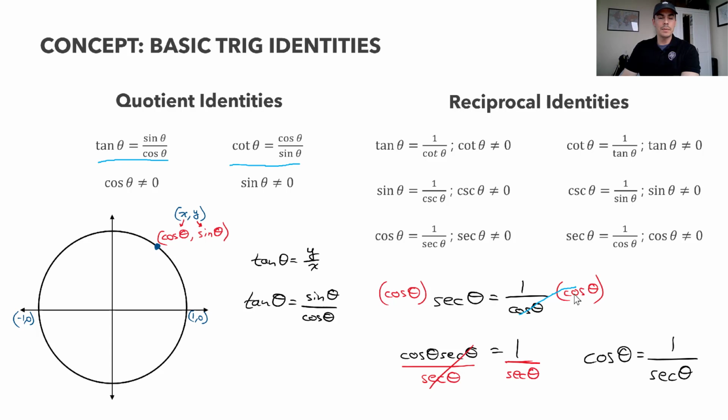So that maybe made sense to some people, but I just wanted you guys to see that these reciprocal identities go both ways, okay? I can have secant be the reciprocal of cosine, and cosine is also going to be the reciprocal of secant. So I just want us to understand those.